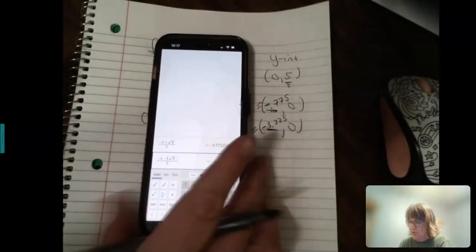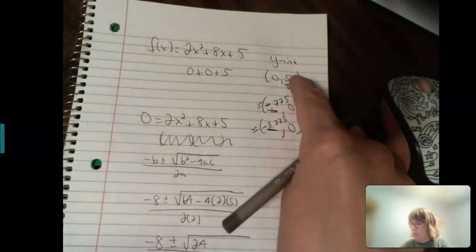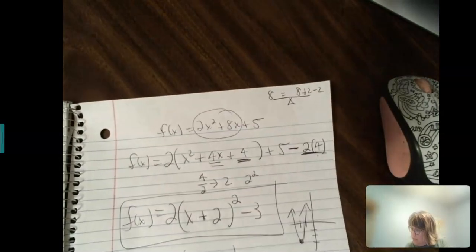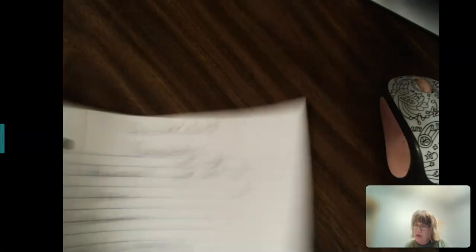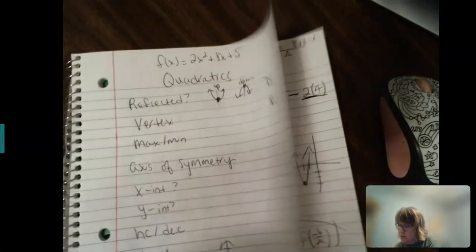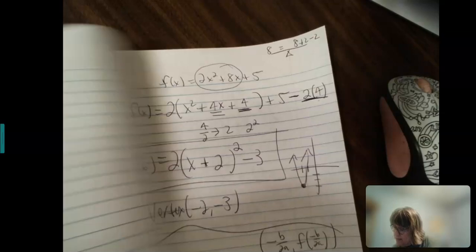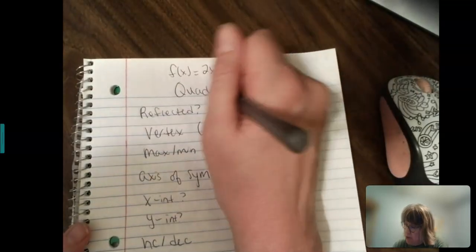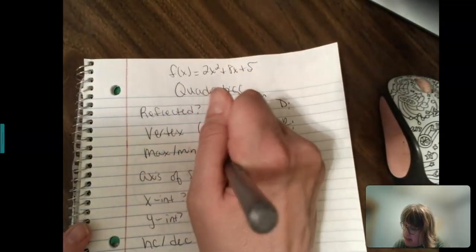All right, so what we're going to do then is answer all of the questions. So we have our y-intercept, x-intercepts. So let's go back, and I am going to try to graph this thing. All right, so our vertex was at what? -2, -3. And because it is not reflected, it's opening up. So this is going to be a min.